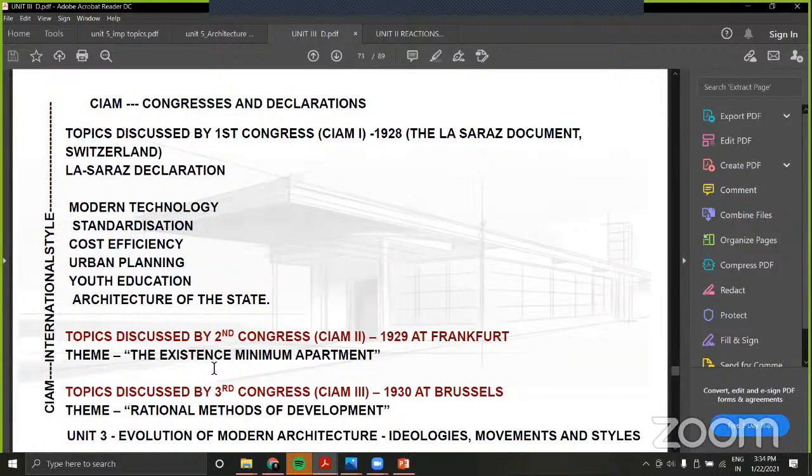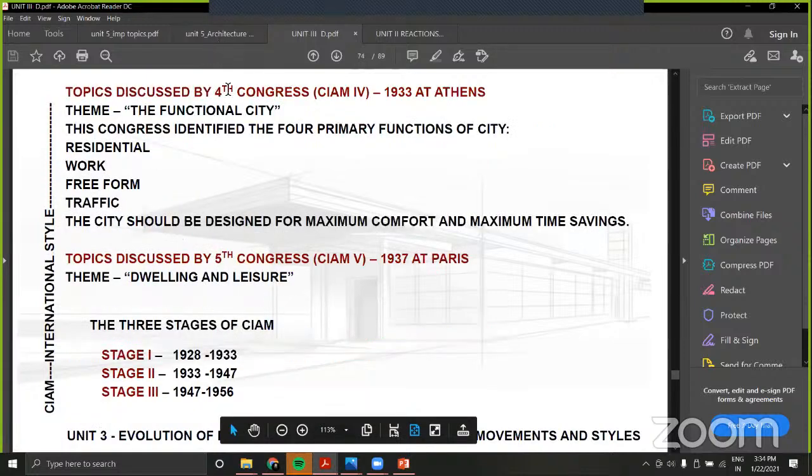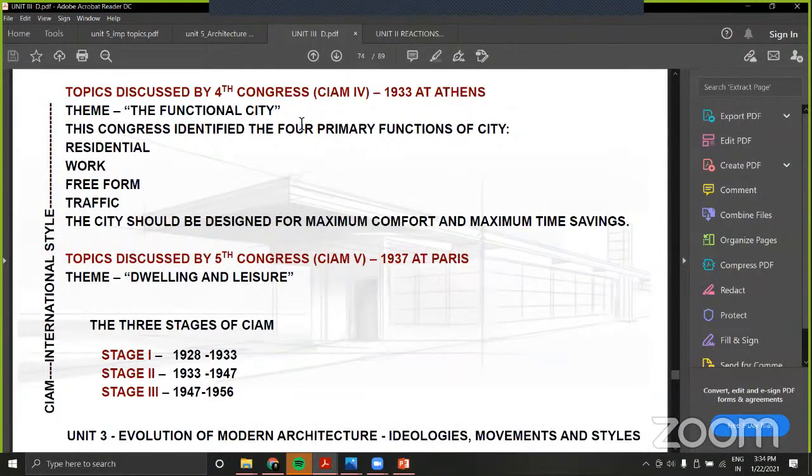The topic discussed in the third Congress, in 1930 at Brussels, was rational methods of development, and the fourth Congress meeting, in 1933 at Athens, was on the functional city. They concentrated more on city planning rather than individual houses. This Congress identified the four primary functions of the city: residential, work, free form, traffic. The city should be designed for maximum comfort and maximum time savings.